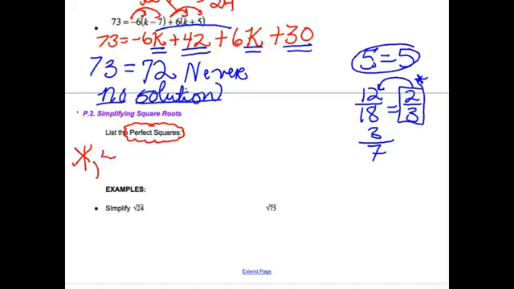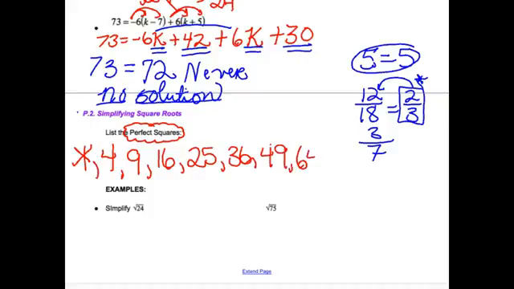2 times 2, 3 times 3, 3 squared, 4 times 4, 4 squared, 5 times 5, 6 squared, 7 squared, 8 squared, 9 squared, 10 squared, and I could play this game forever because there's an infinite amount of perfect squares. So I'm just going to go dot, dot, dot.